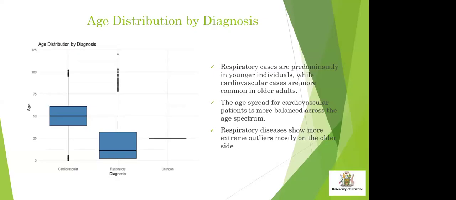And then the age spread for cardiovascular patients is more balanced across the spectrum as compared to the respiratory disease. You see, the respiratory disease shows more extreme outliers, mostly among the elderly or the older patients.